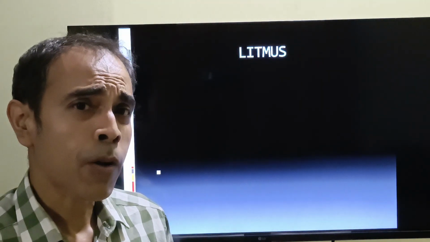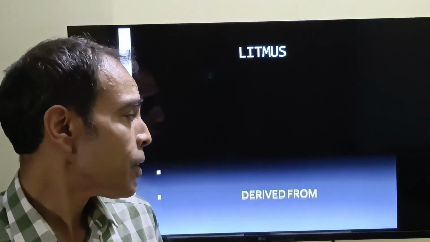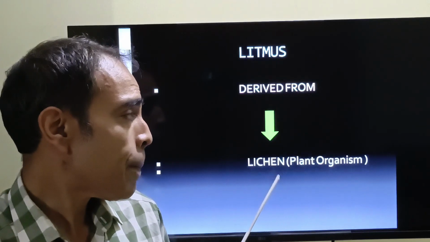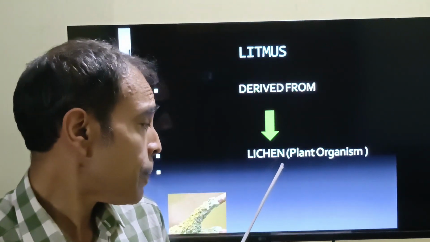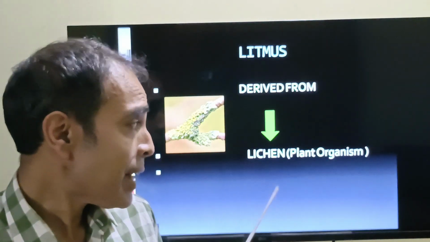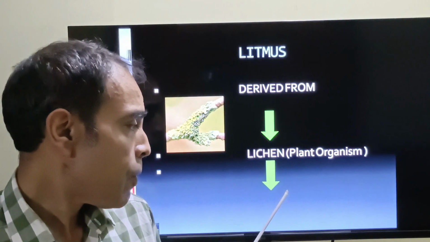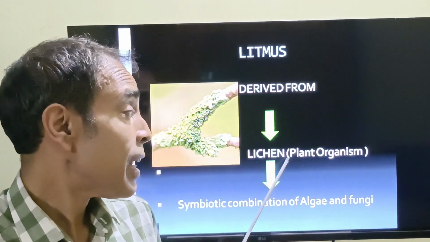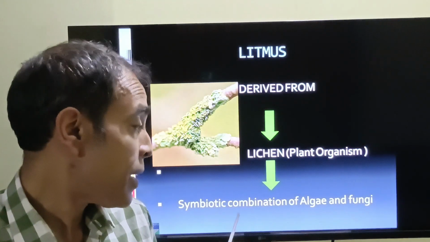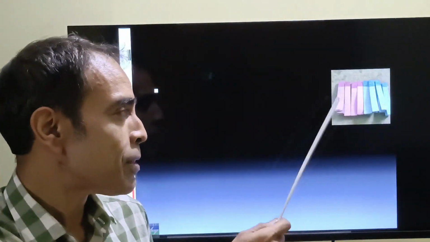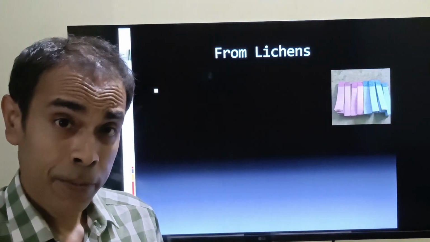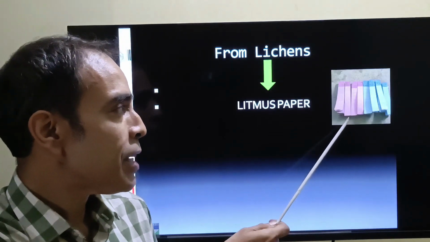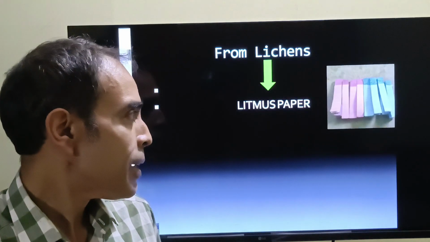The first indicator we talked about is litmus. Litmus is derived from lichens. Now what are lichens? For example, this is a lichen. A lichen is formed by the symbiotic combination of algae and fungi. That means a lichen is a plant formed by the symbiotic combination of algae and fungi. From these lichens we get what we call litmus paper. As you see, this is the litmus paper.